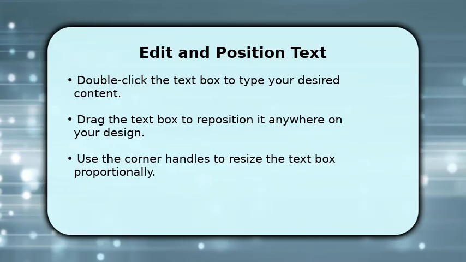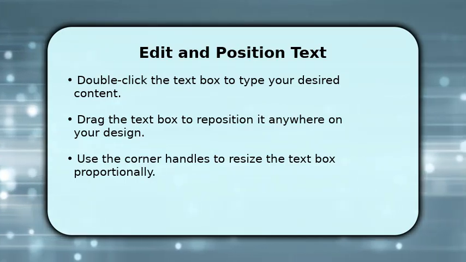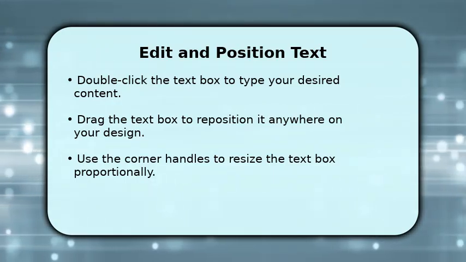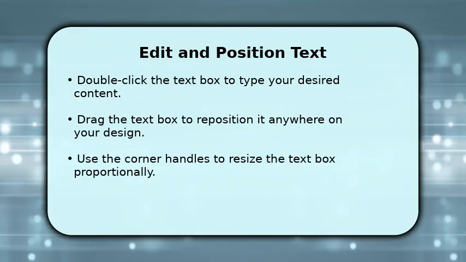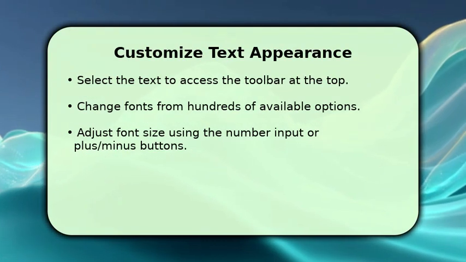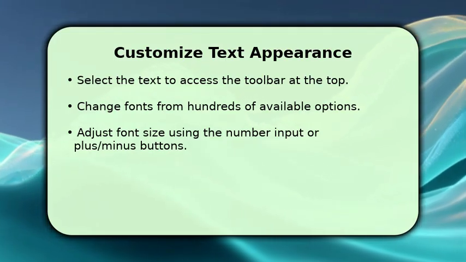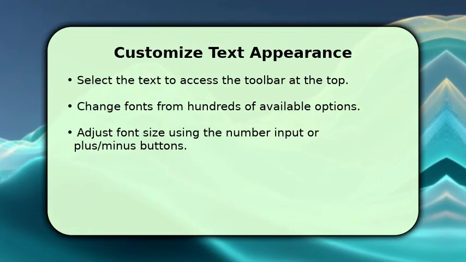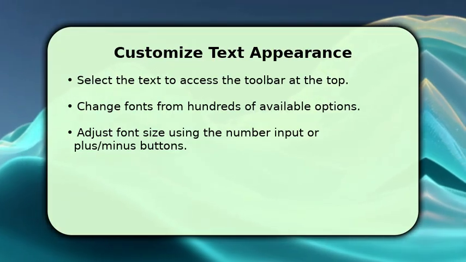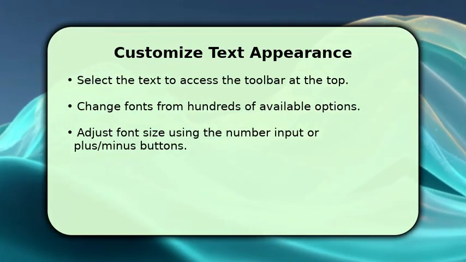If you want to rotate your text, just click and drag the circular arrow icon that appears when the text box is selected. With your text box selected, a toolbar will appear at the top of your screen, offering many customization options. You can change the font by clicking the font drop-down, choosing from hundreds of unique styles.